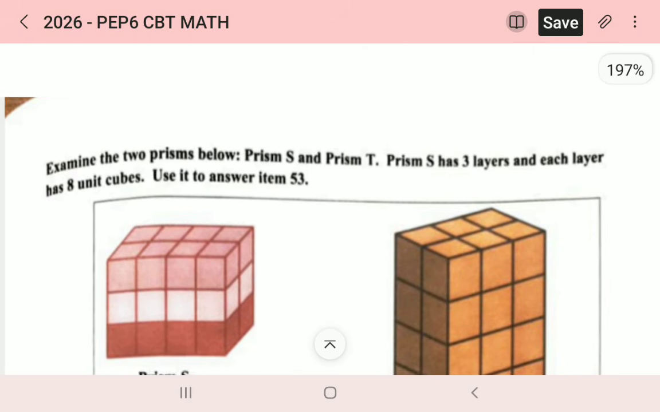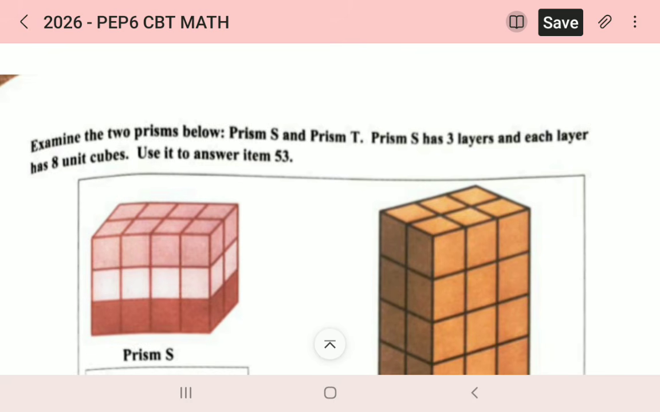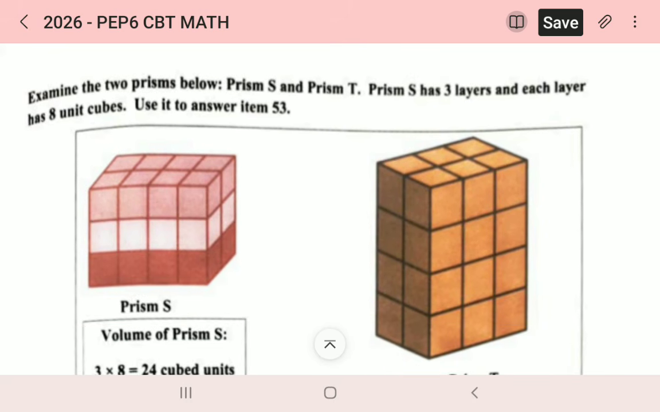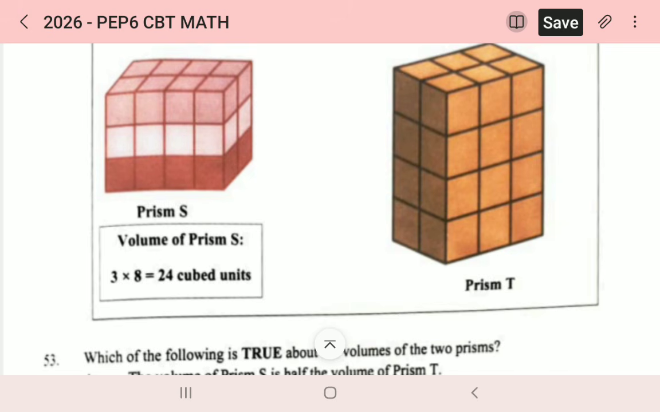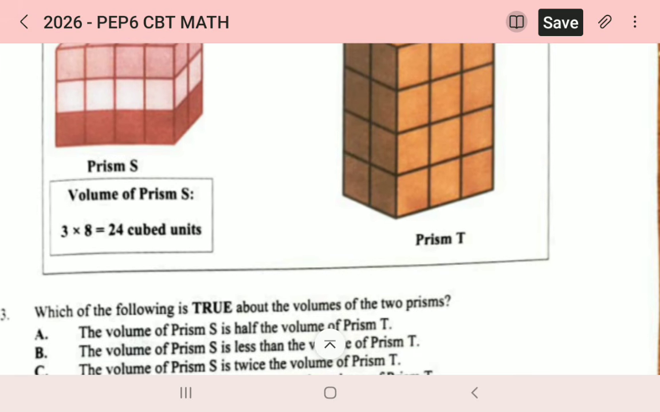All right, examine the two prisms below, prism S and prism T. Prism S has 3 layers. So 1, 2, 3: a darker shade, a light shade, and a somewhat light shade. And each layer has 8 unit cubes. So the volume of prism S is 3 times 8 equals 24. Which of the following is true about the volume of the two prisms?